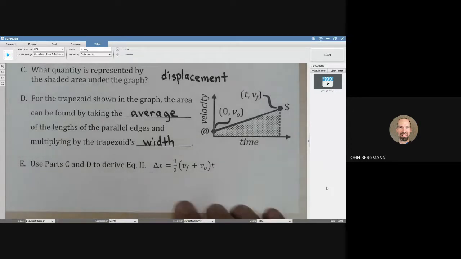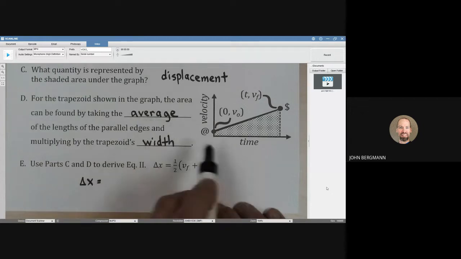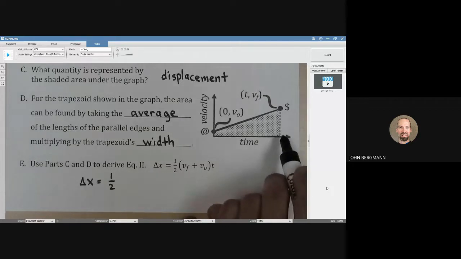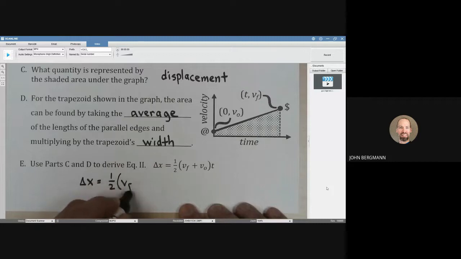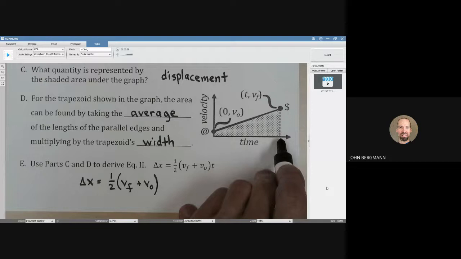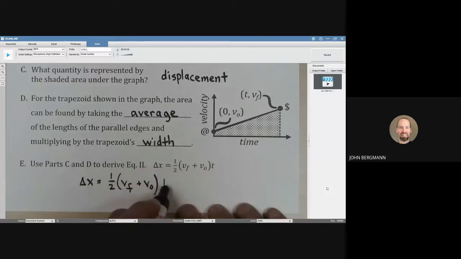So let's find the area here. What's the area? The area is displacement. And what does it equal? It equals the average of the parallel sides. So that's 1/2. And what's the length of this parallel side? Oh, it's vf. And this is v naught. So vf plus v naught. There's the average of the parallel sides. And then we multiply by the width, which is an x coordinate of t. And this is an x coordinate of 0. So that's just t. Look at that. All done. Perfect. That's pretty neat.